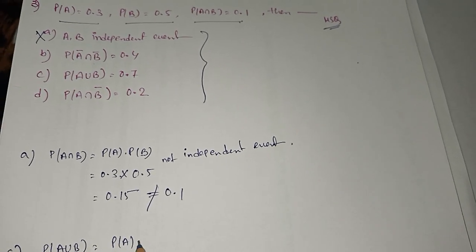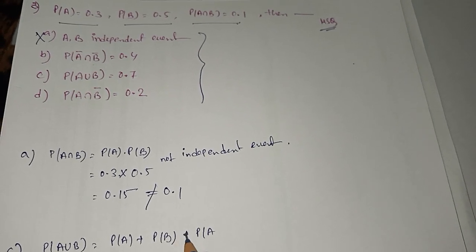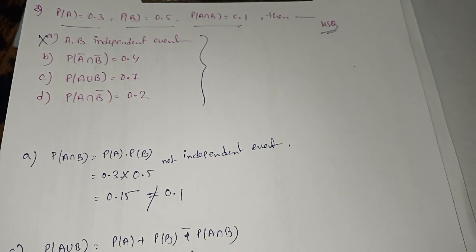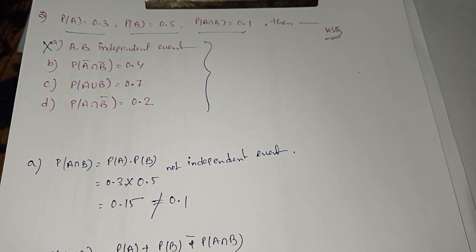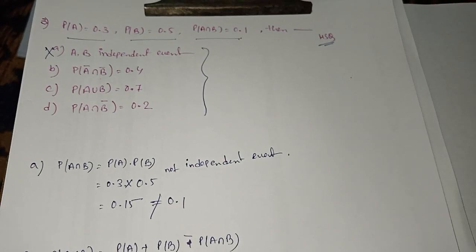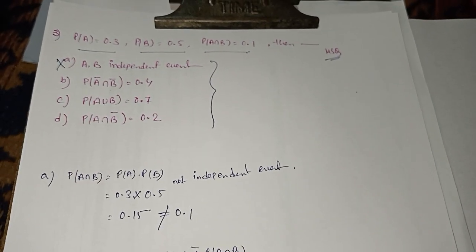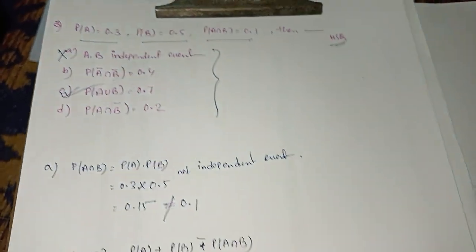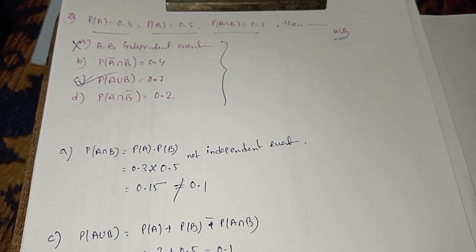So we can easily say that P of A union B is equal to P of A plus P of B minus P of A intersection B. All the data is given: P of A is 0.3, P of B is 0.5, and P of A intersection B is 0.1. So 0.8 minus 0.1 is equal to 0.7. So P of A union B is 0.7. The option C is correct. So we can go to option B.